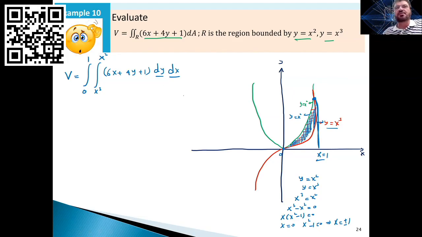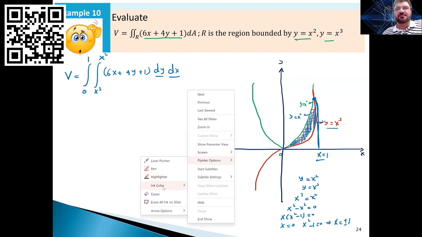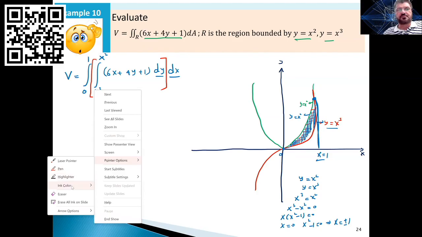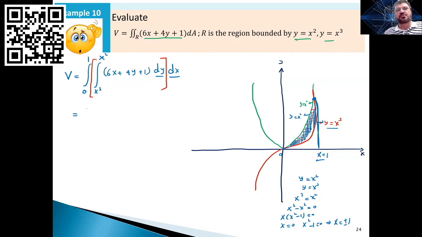Now let's integrate. How do you integrate this one? We start from the inside. We integrate with respect to y first. So this is equal to the integration from 0 to 1. Let's integrate this one with respect to y. 6x is all constant, guys, so 6x, we don't touch it. The integration of 1 dy is y. Plus the integration of 4y is 2y squared. Plus what's the integration of 1 dy? It's y. And this is from x cubed to x squared. And we say now, dx.